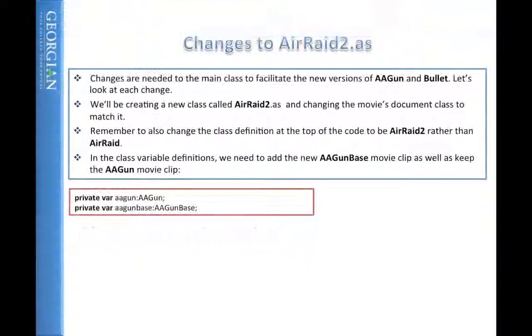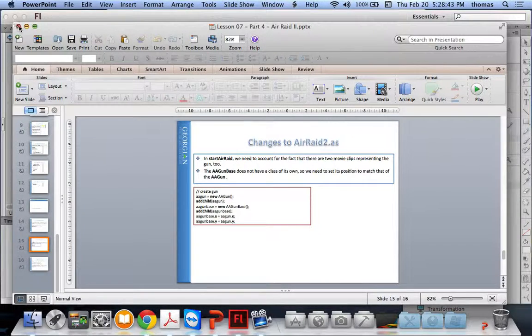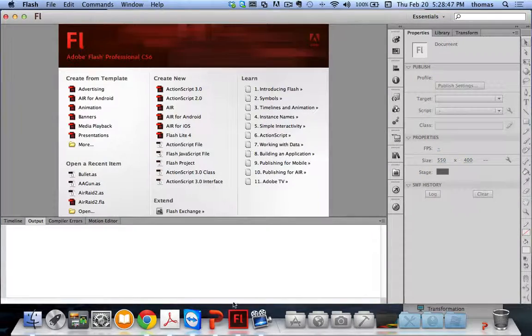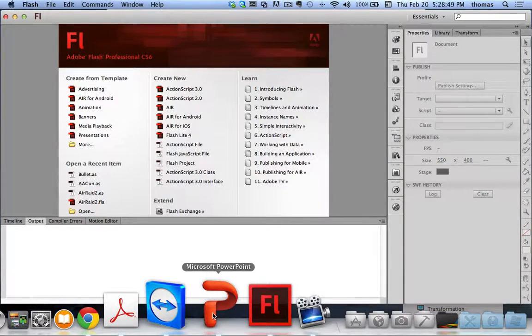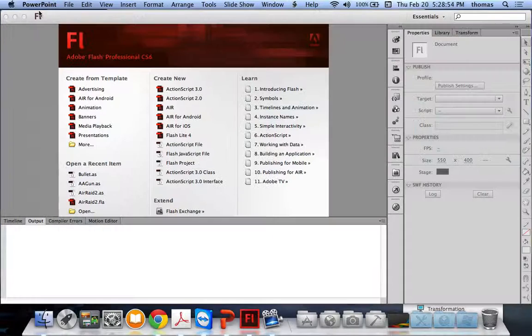So that's really air raid 2 in a nutshell. Okay, so we've learned a bunch from those two things, and now taking all that stuff together, we're going to talk about in the next movie our space game, right? Which kind of incorporates everything together.